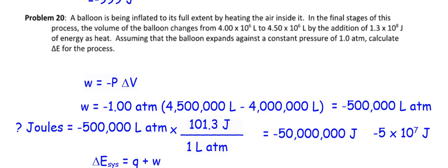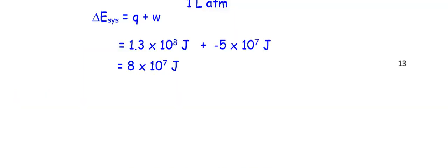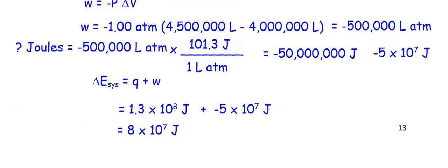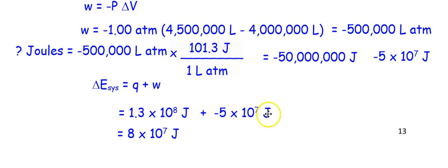I guess I need to scroll down a little bit more here. So I have a positive 1.3 times 10 to the 8th plus a negative 5 times 10 to the 7th. And when you do that, you get 8 times 10 to the 7th joules. So that's your final answer. That's how much energy was given into the system.